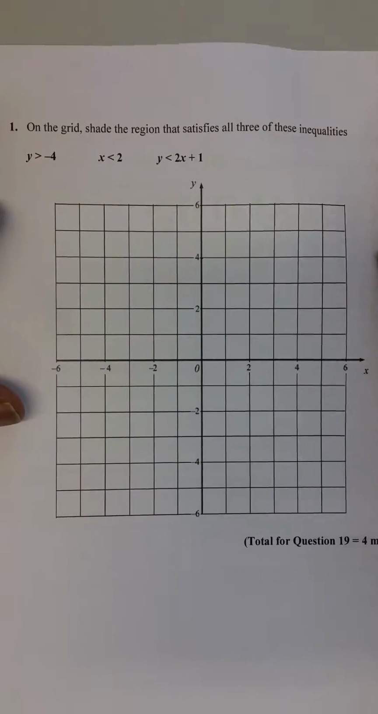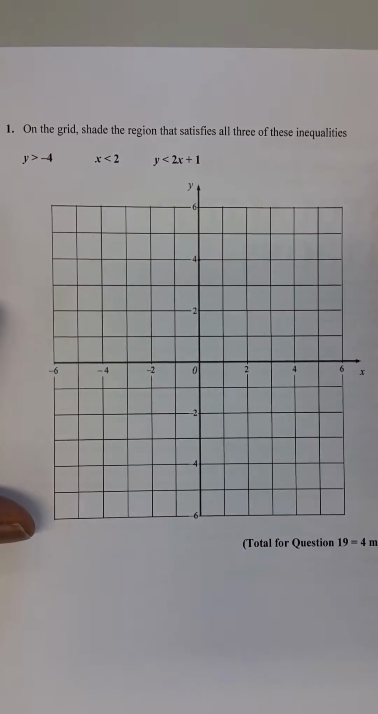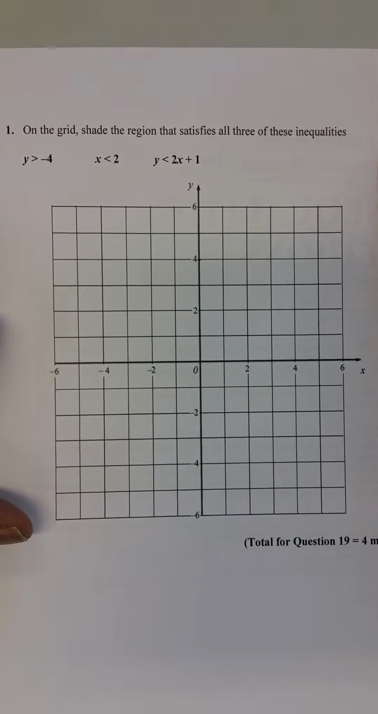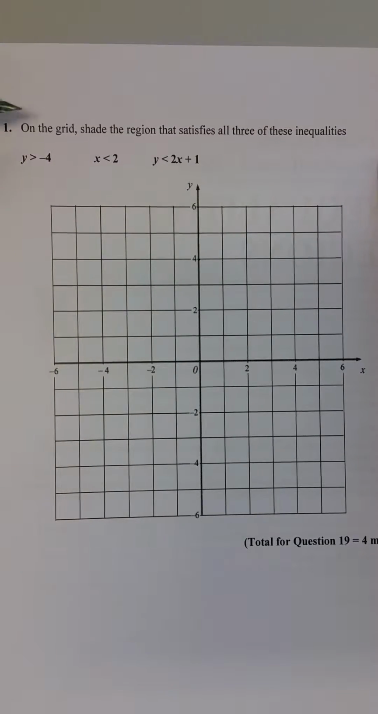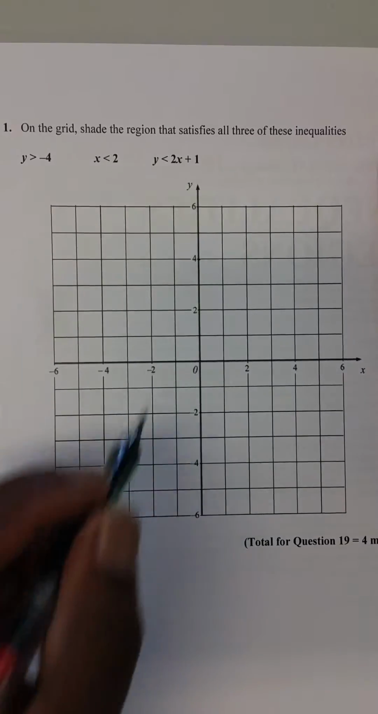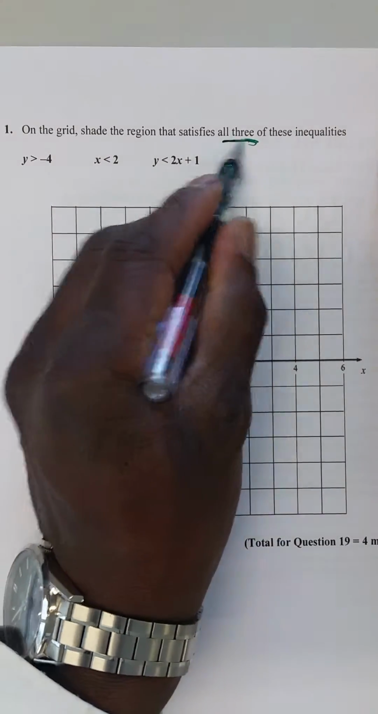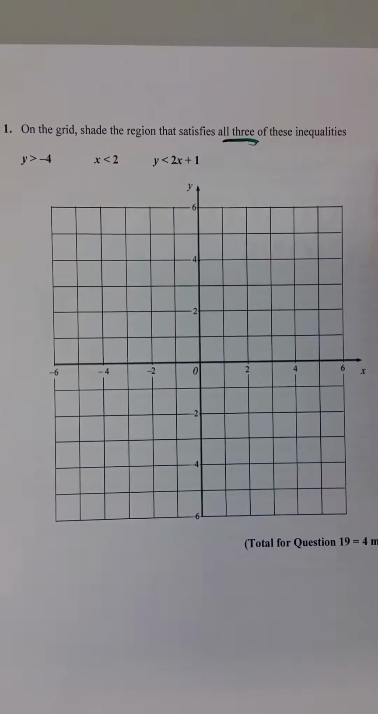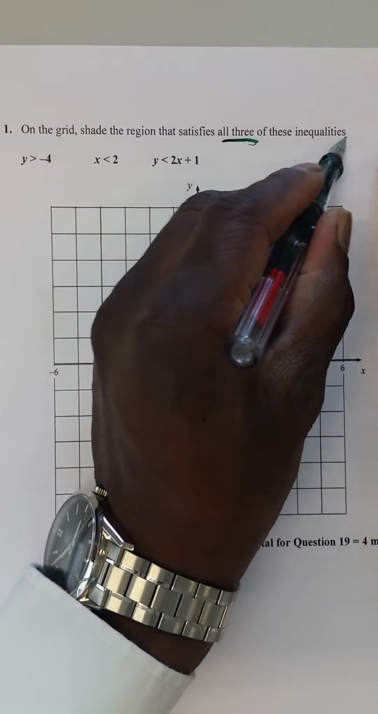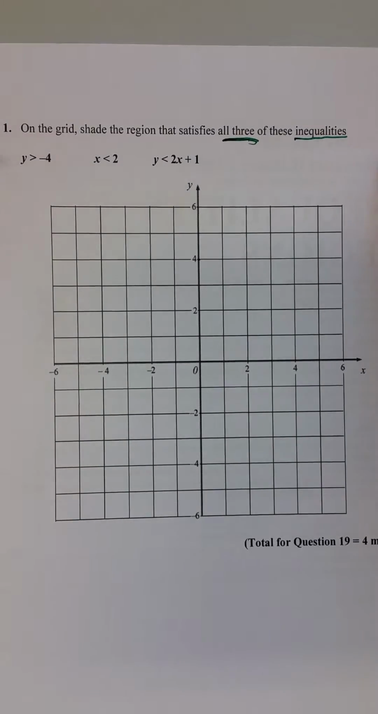Right, hello. Today we're going to look at how to draw an inequality. In question 1, you've got on the grid, shade the region that satisfies all three of these inequalities. So the word all is very important, all three, so underline that. And also inequalities, so underline that. We then look at these three inequalities.